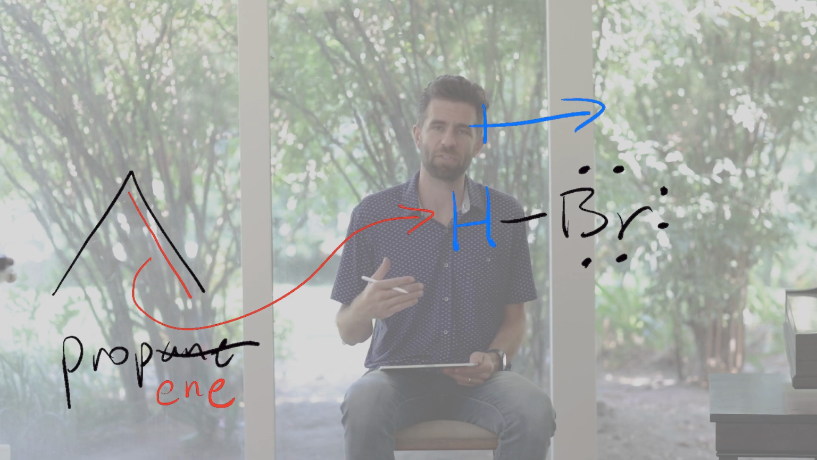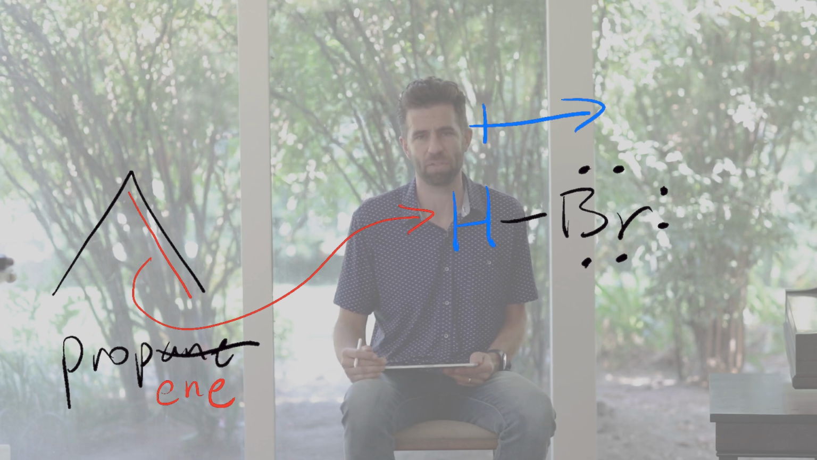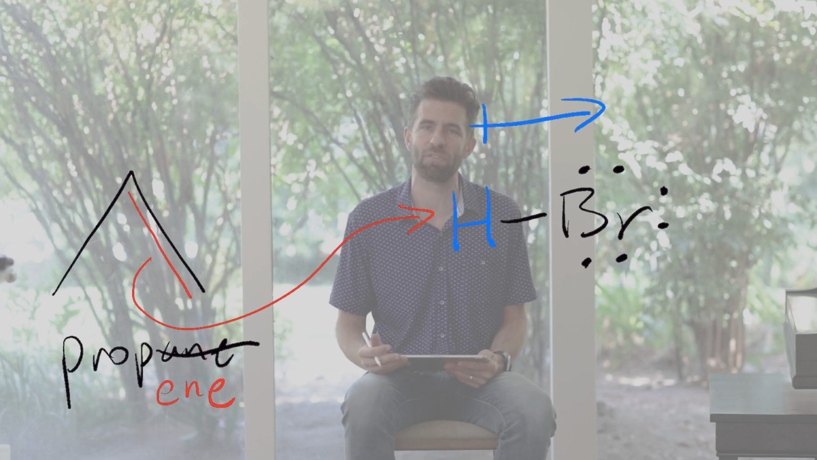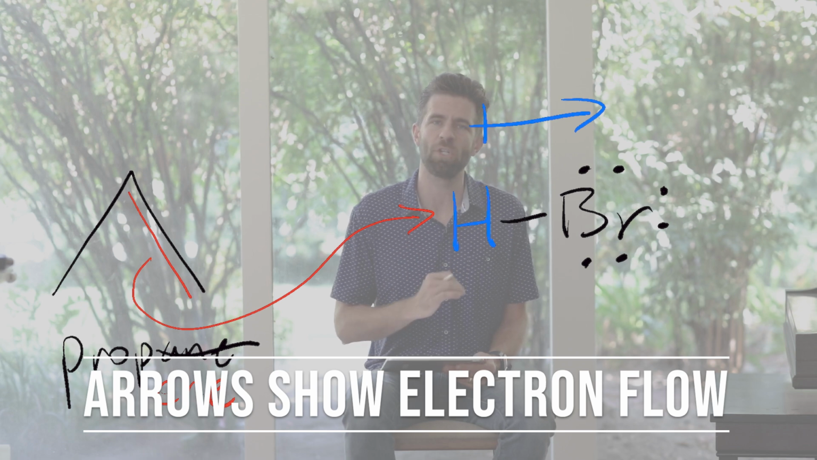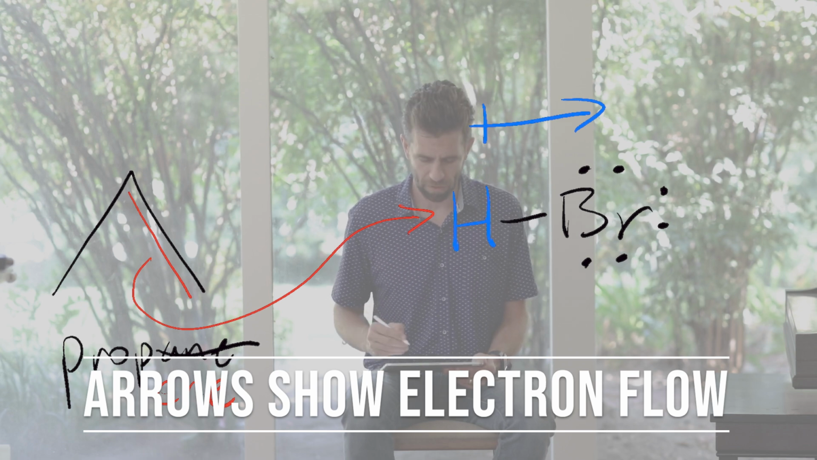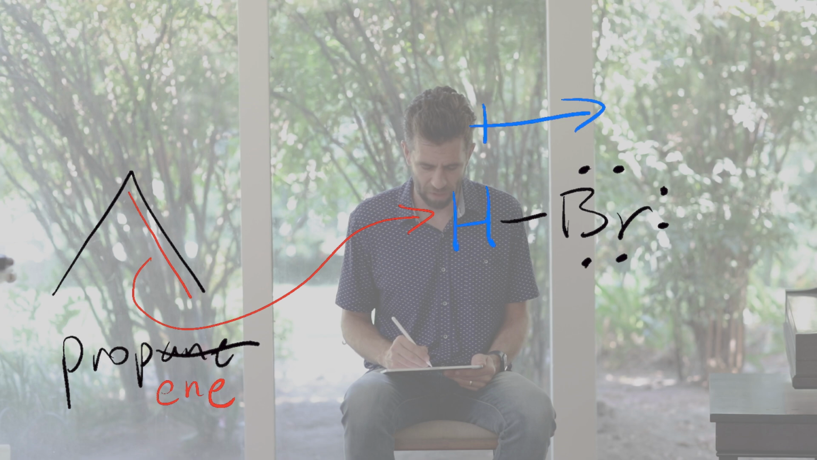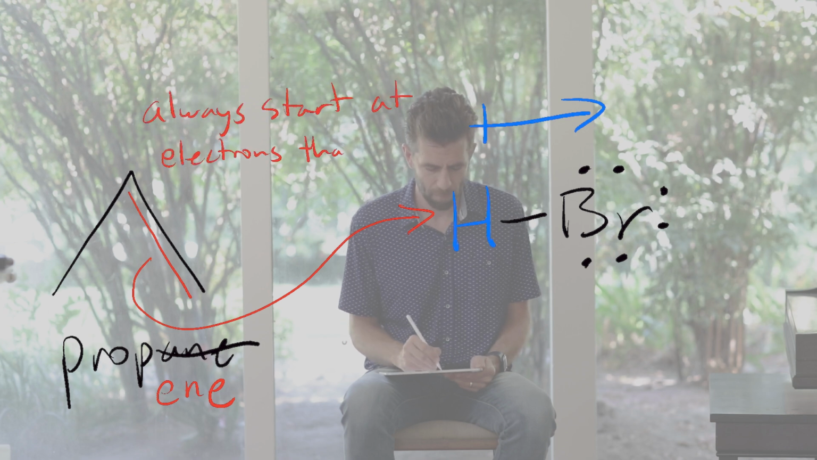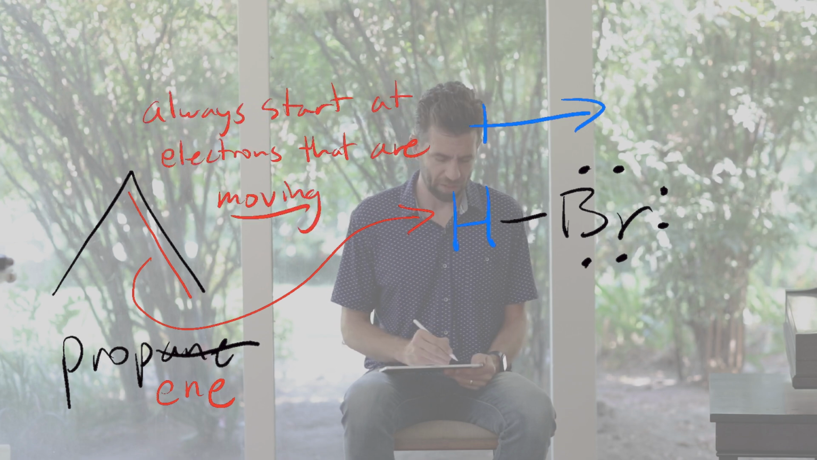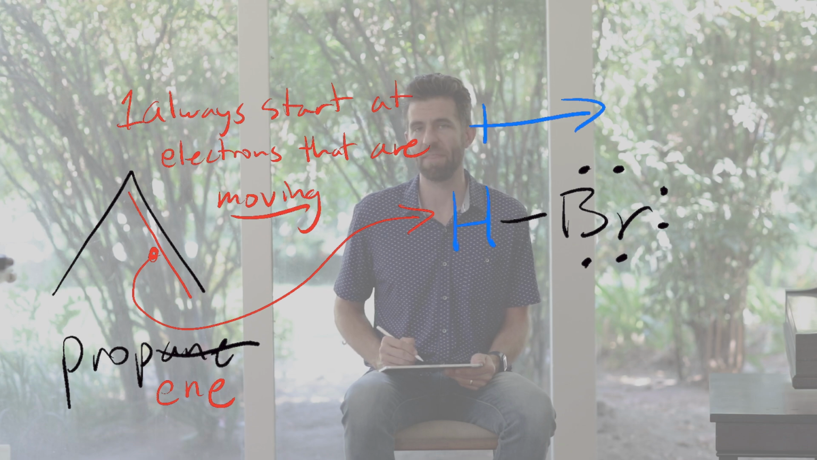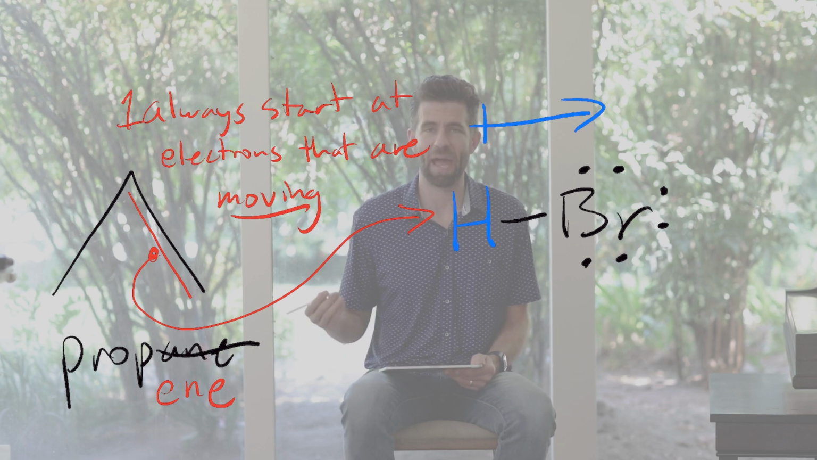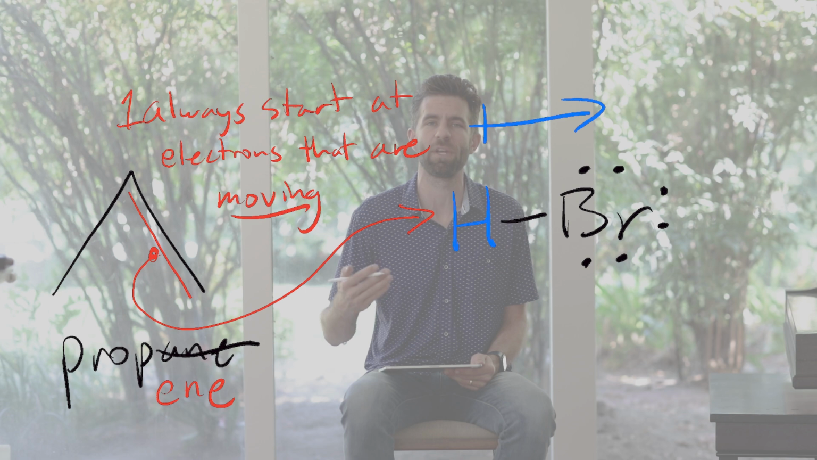Now, we've started to use curved arrows here. So I want to use reactions to introduce the idea of curved arrows. And the idea of arrows is that they always show electron flow. So an arrow should always start at electrons that are moving. So here's point number 1. And they should always end at the location they're going to.